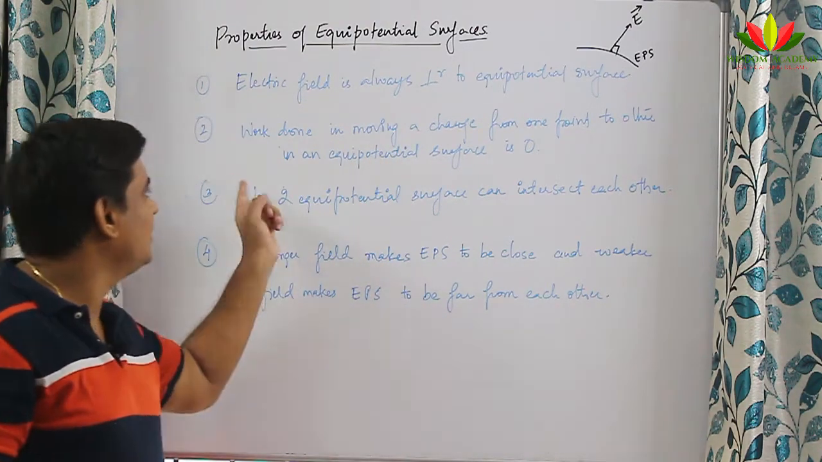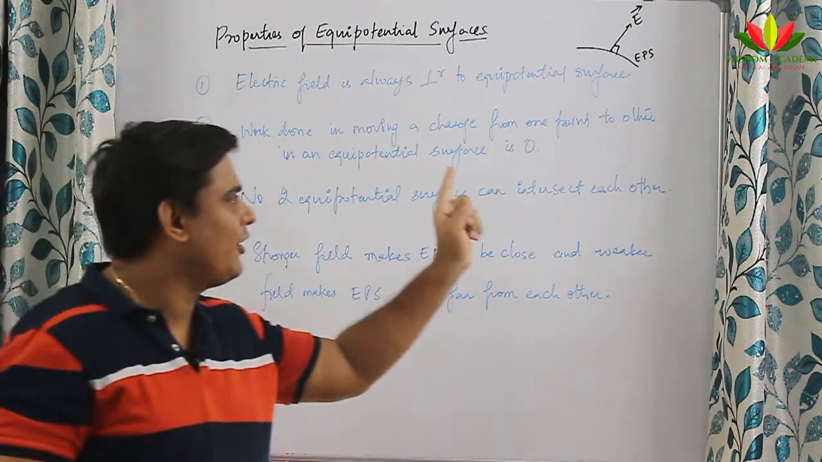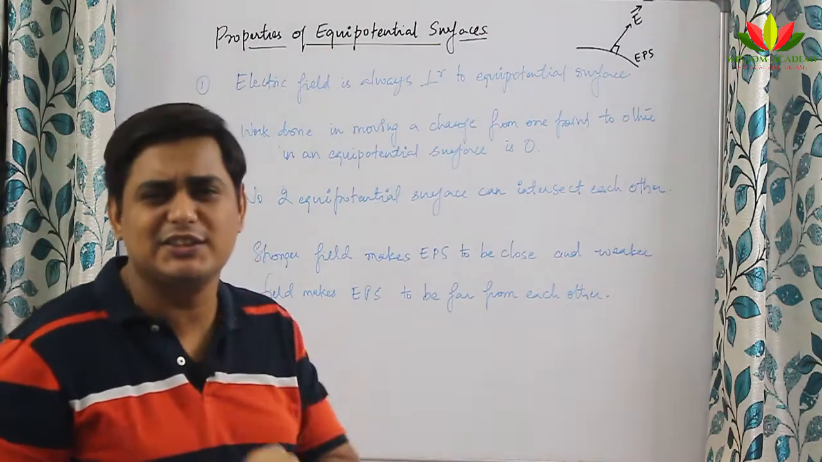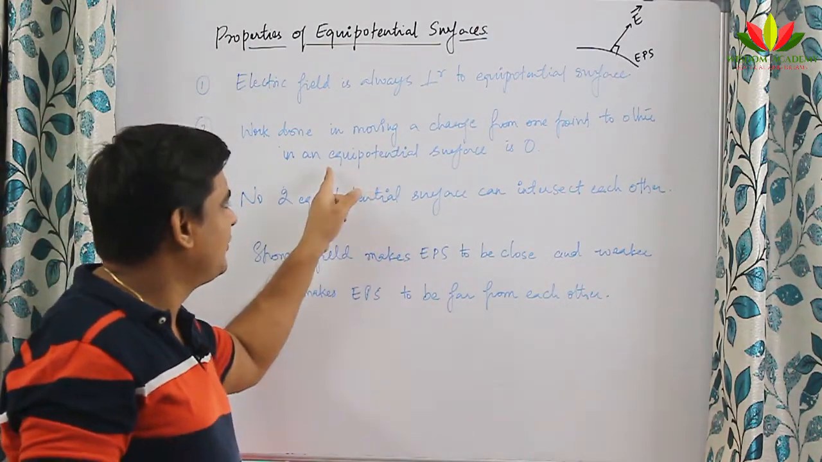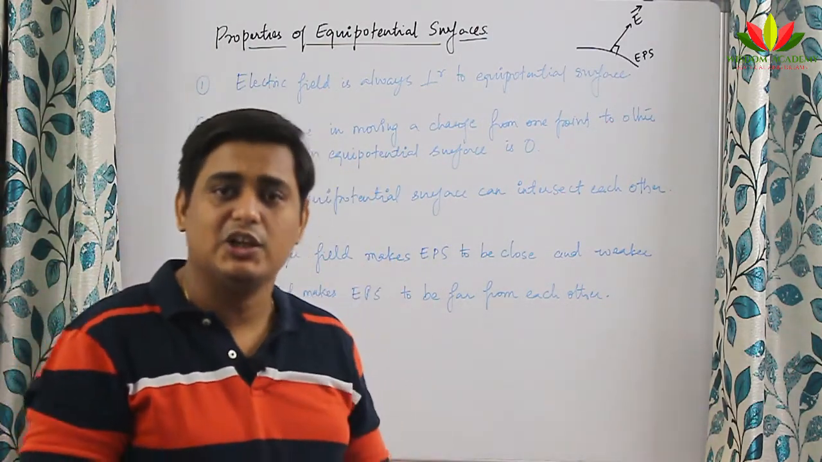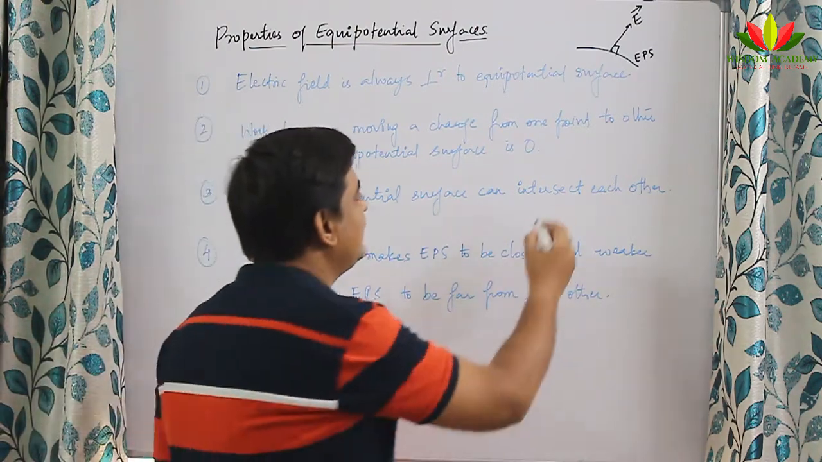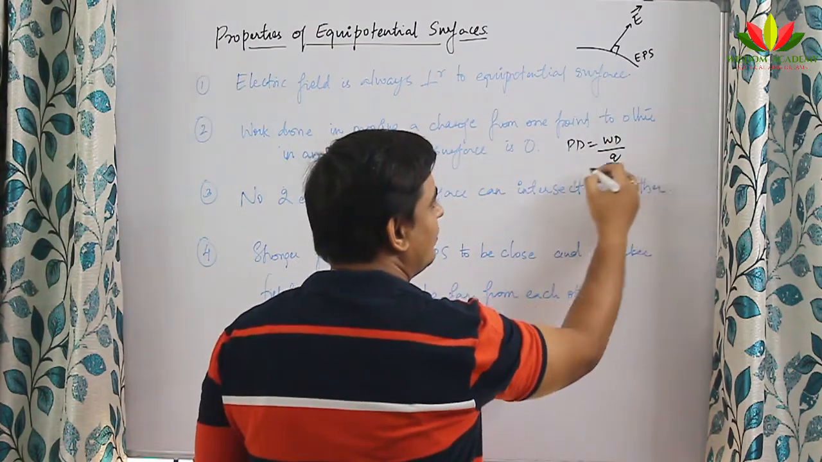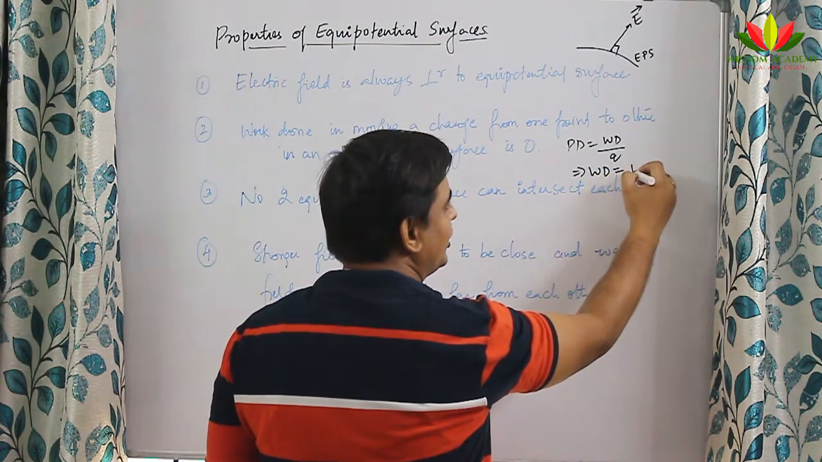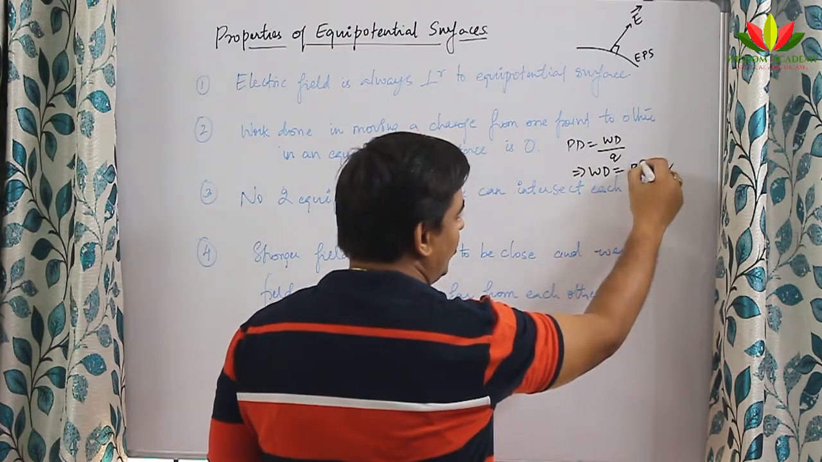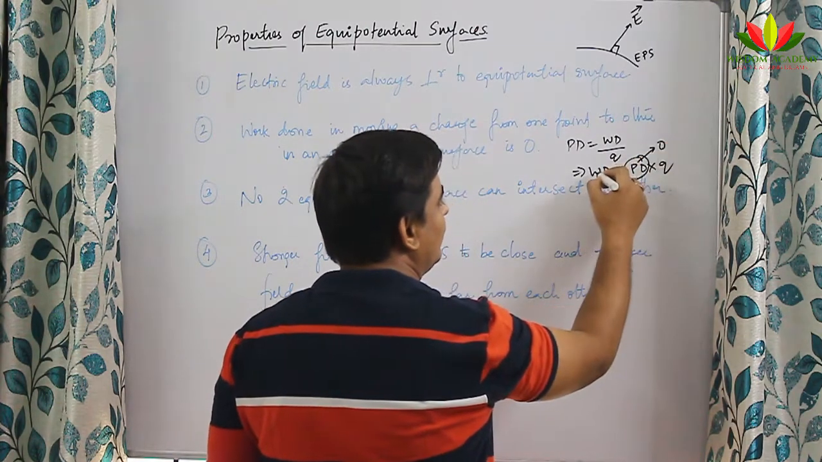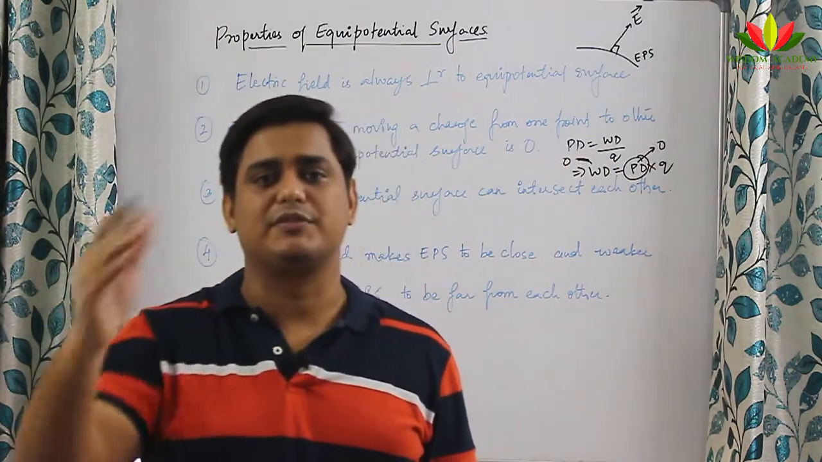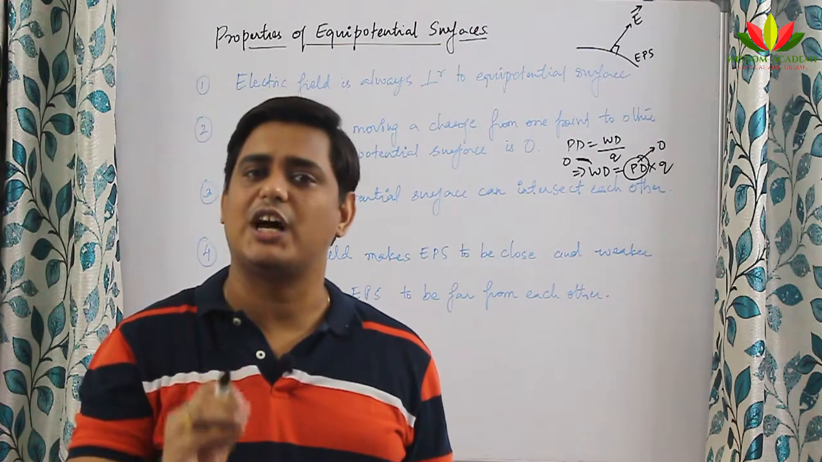Second point is work done in moving a charge from one point to another point on an equipotential surface is 0. Why is it 0? Because I told you equipotential surface will have the same potential at all the points. There is no potential difference, and we know that potential difference is equal to work done per unit charge. So what will be work done? Work done will be equal to potential difference into charge. Potential difference itself is 0, so work done will also become equal to 0. So over an equipotential surface, the work done to move a charge will always be 0.